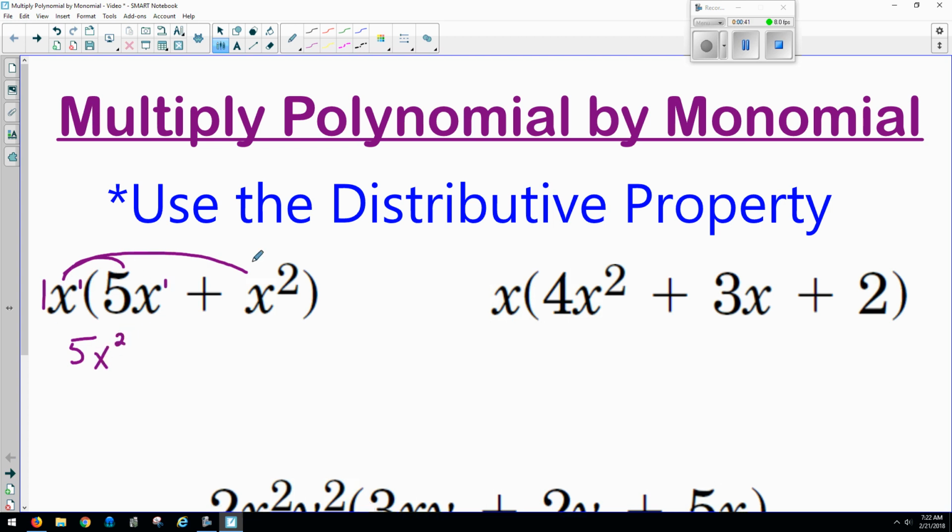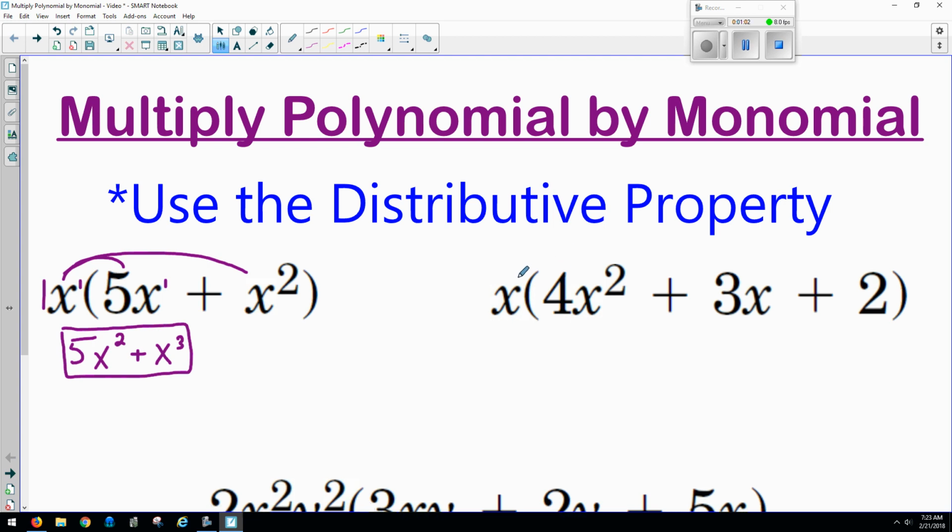Then I'm going to multiply x times x squared. Again, I'm just adding the exponents. So we're bringing the plus sign down, and that becomes x cubed. Nothing else I can do there because these are not like terms. So that's the result. For the next example, I'm going to do the same thing.